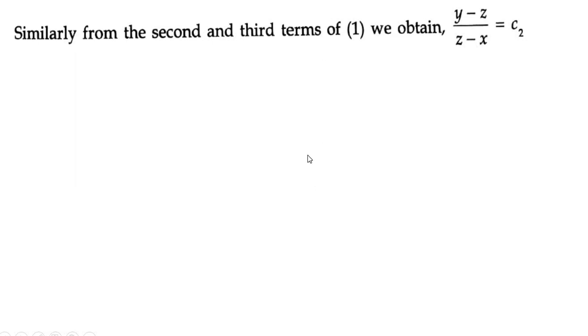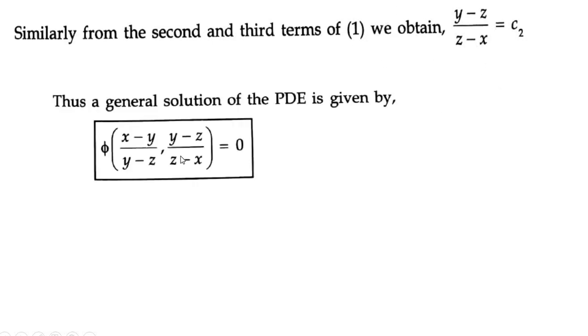If you want, you can do the entire procedure, how you have compared the first and the second term, how you have taken d outside and written it as x minus y and y minus z. In a similar way you can do it for the second term also, or else you can directly write this. It carries the marks, no problem. You can write it as a general solution. Okay, so the general solution is phi of (x minus y) by (y minus z), comma, (y minus z) by (z minus x) is equal to 0.